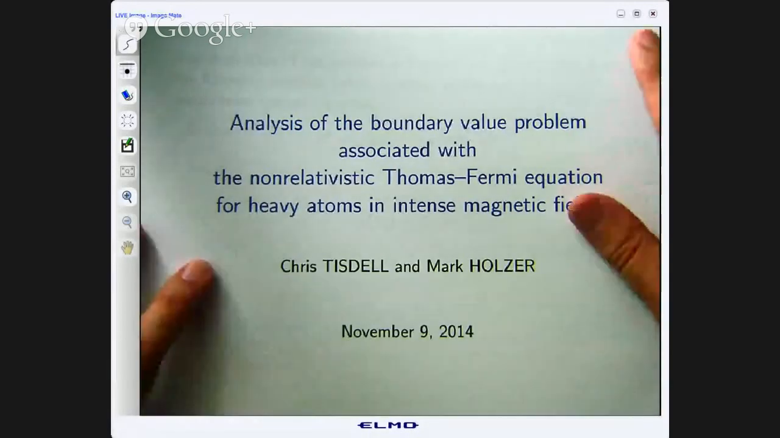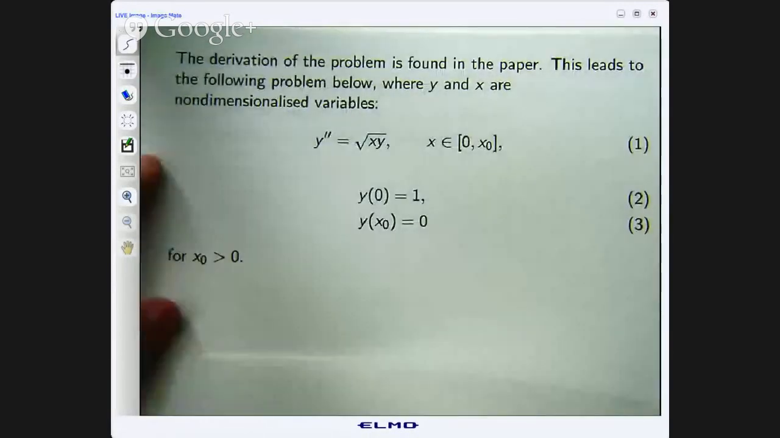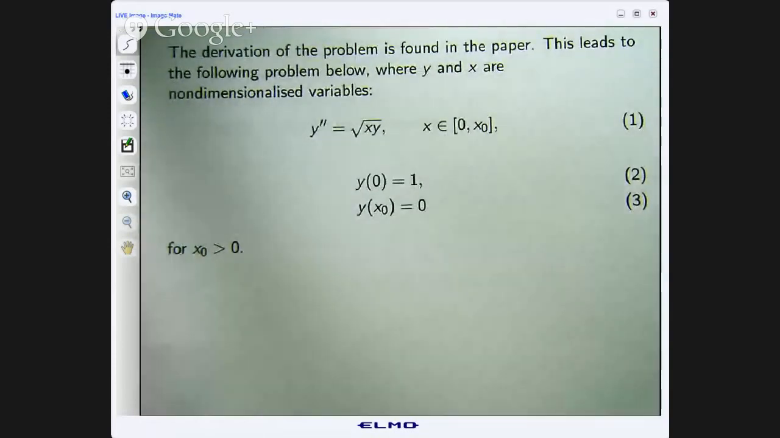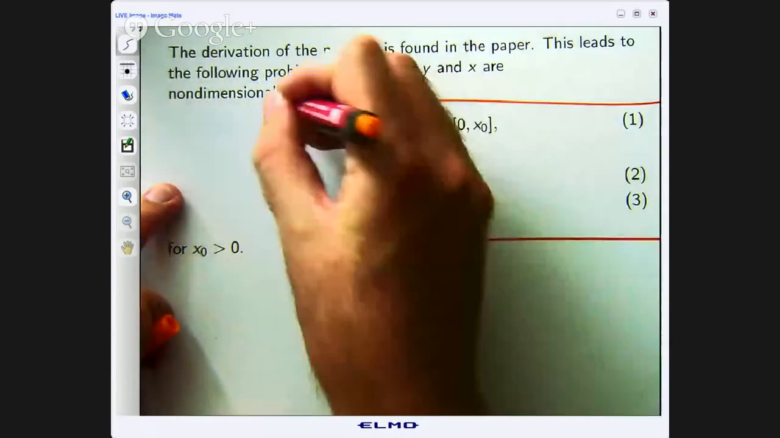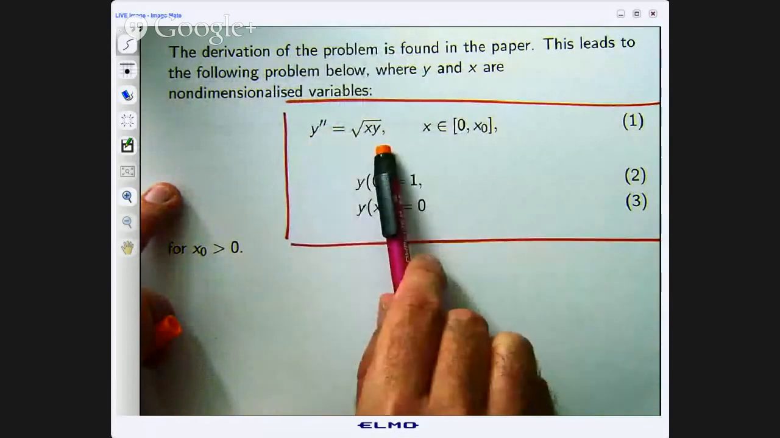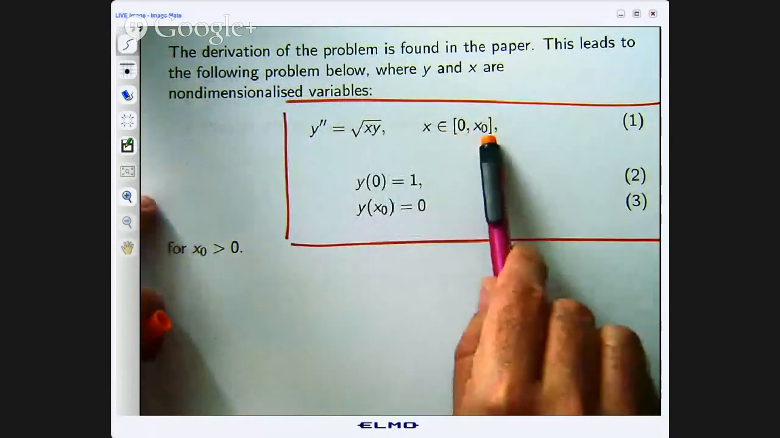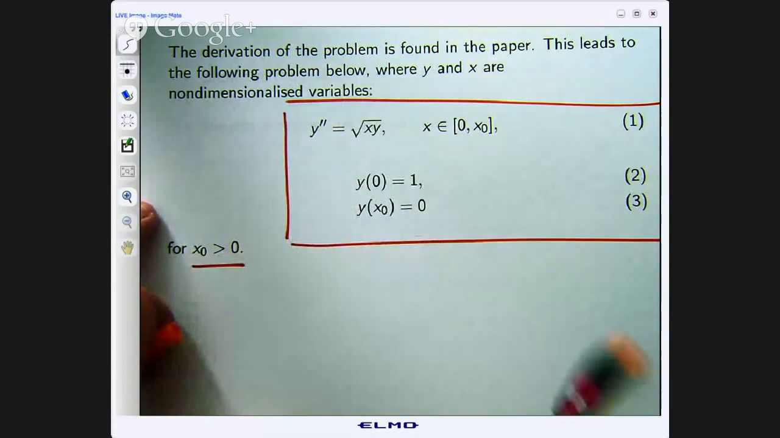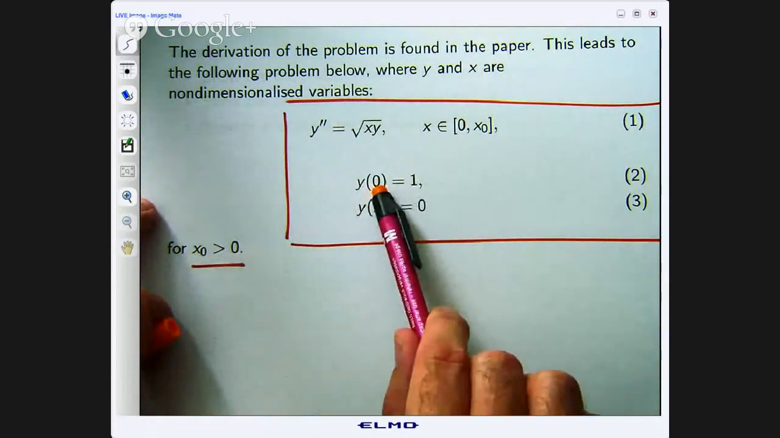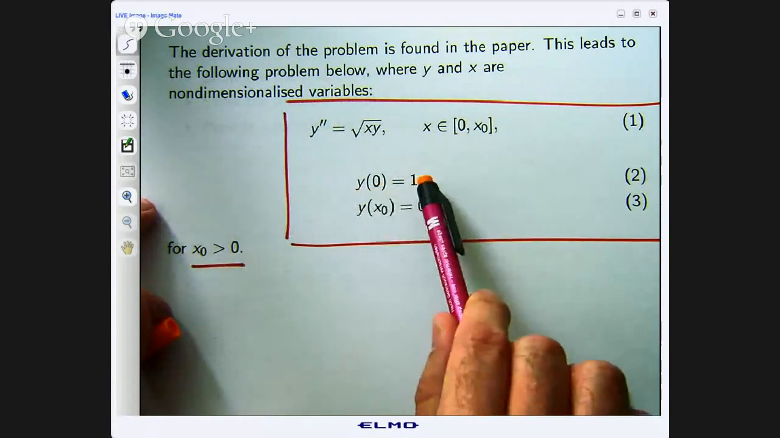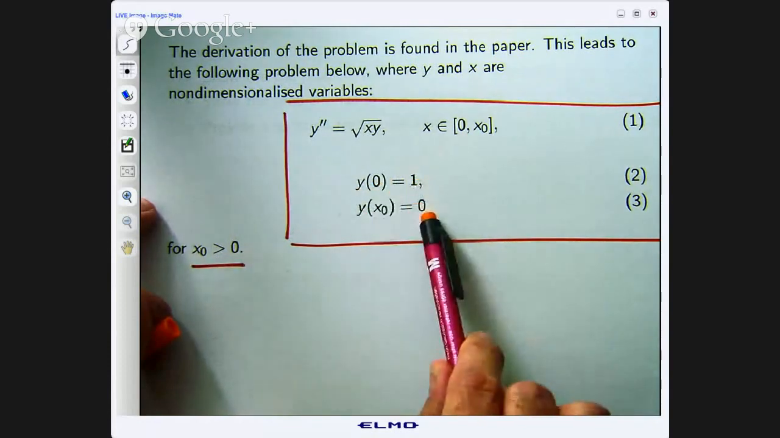Okay, so let's get down to it. Now, the type of problem we're going to look at is known as a boundary value problem. You have a differential equation. In this case, it's a second order nonlinear differential equation on this interval. X naught is some positive value. And you have what's known as boundary conditions. At the left-hand endpoint of this interval, the boundary condition is 1, and at the right-hand endpoint, it's 0.